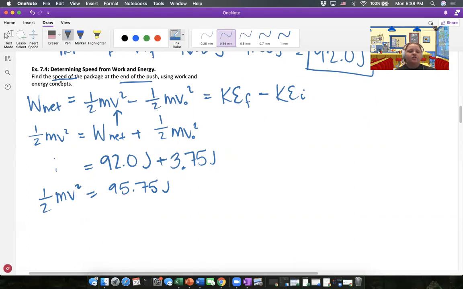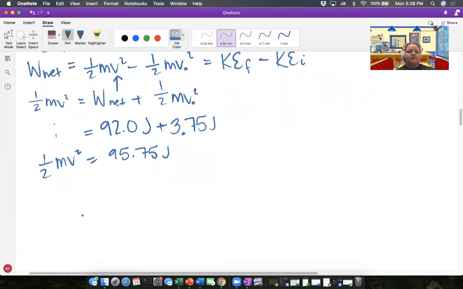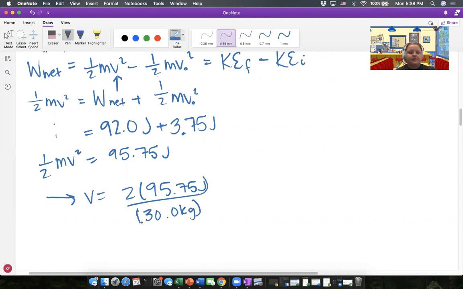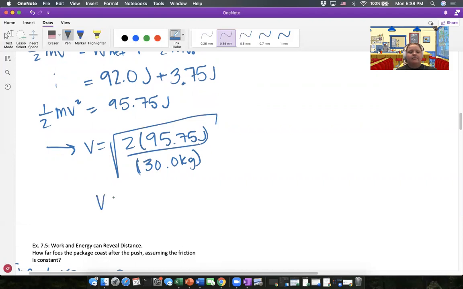Now I am just looking to solve for my speed. So I can say velocity equals 2 times that 95.75 joules, divided by my mass. Remember, my mass is 30 kilograms. This whole thing will be square rooted, and I get that my velocity equals 2.53 meters per second.